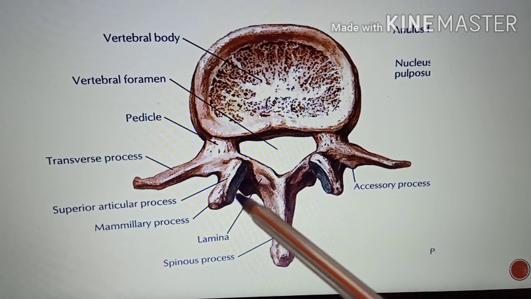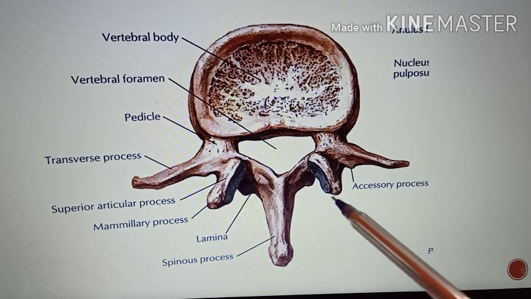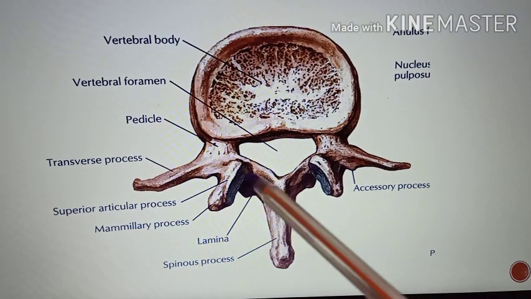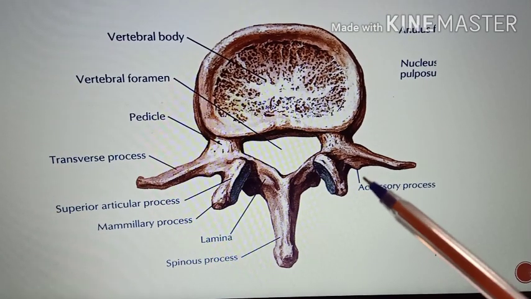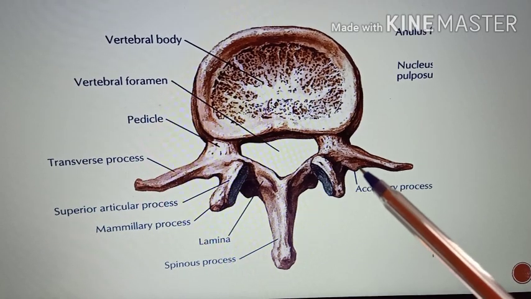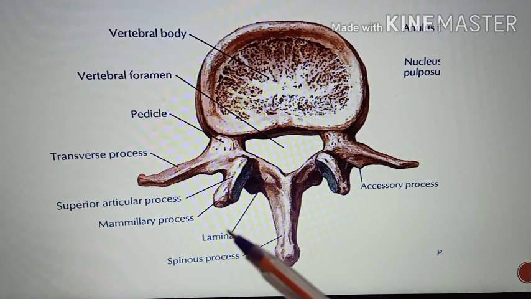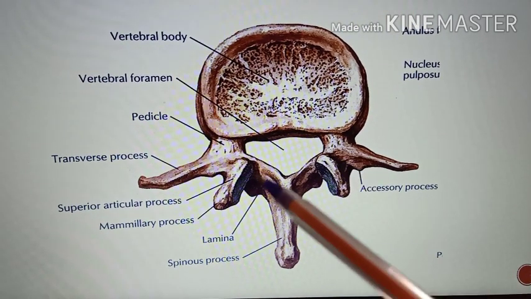Then here you have the superior articular process. Then below will be the inferior articular process, which you are not able to see in this view. Then you have the accessory processes. So these are the accessory processes which are present here. Then you have the mammillary process. So these are the mammillary processes.